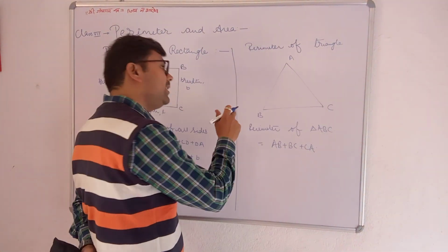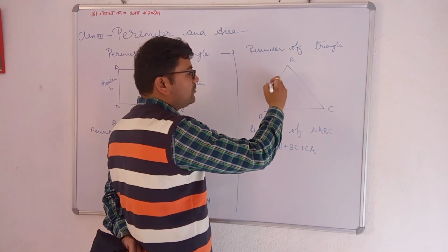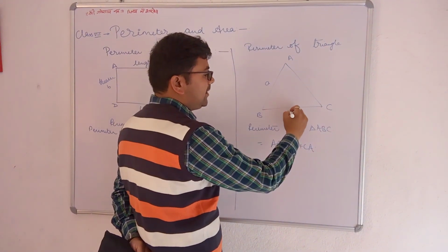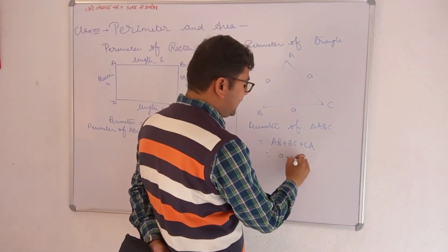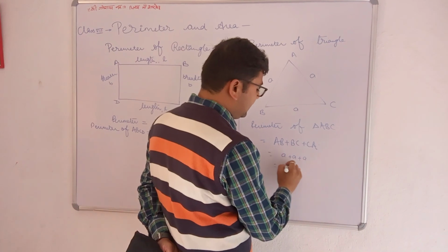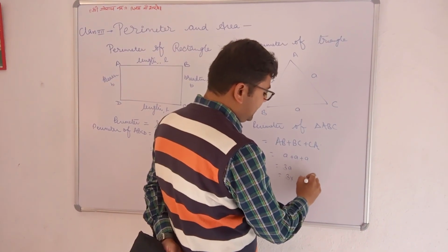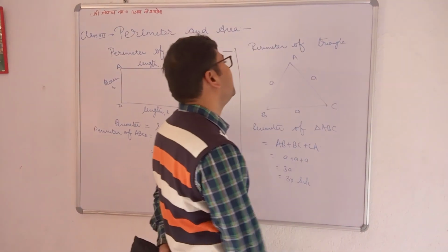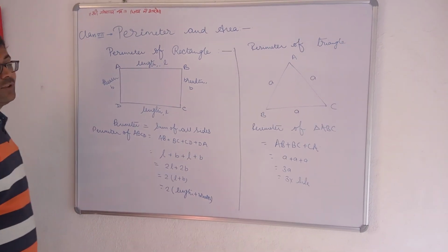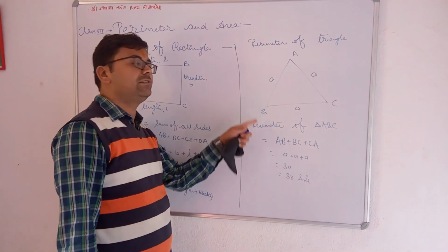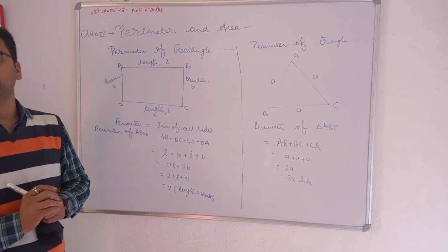Suppose if it is an equilateral triangle, then what will be the result? Our result will be AB equal to, suppose AB equal to A, BC equal to A, CA equal to A. Then it comes out to be A plus A plus A, that is 3A. And A is nothing but the side of this triangle. Therefore, the perimeter of an equilateral triangle will be 3 into side. And for any triangle, it will be the sum of all 3 sides. And the perimeter of any circle is called the circumference.